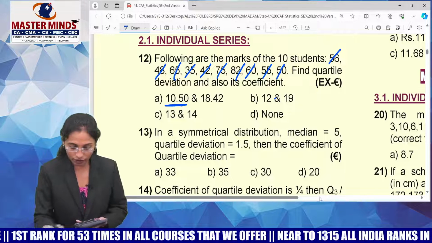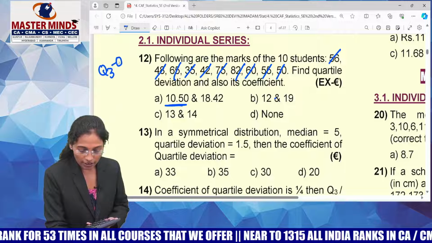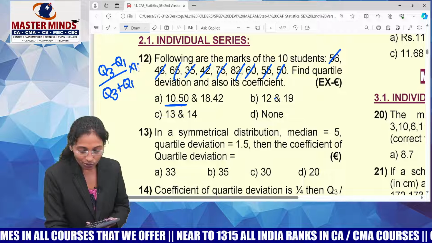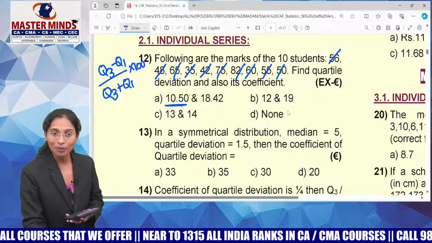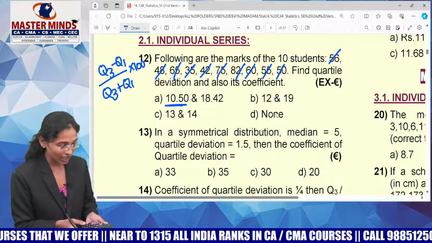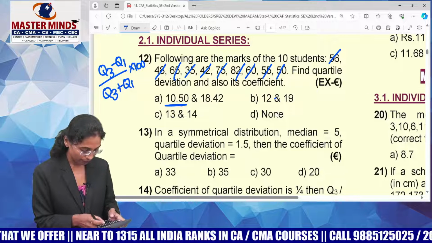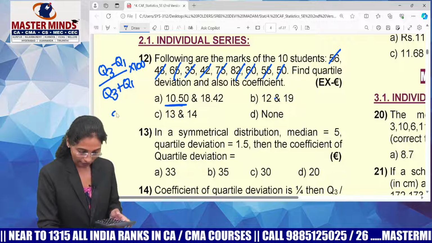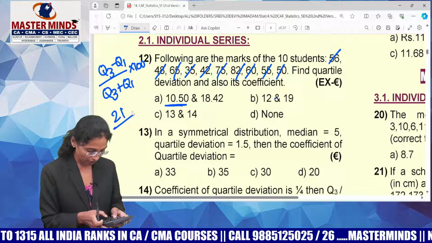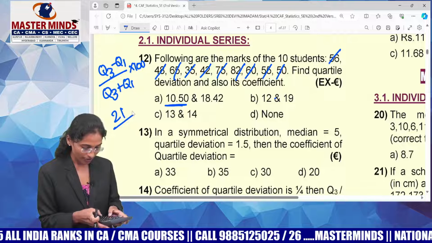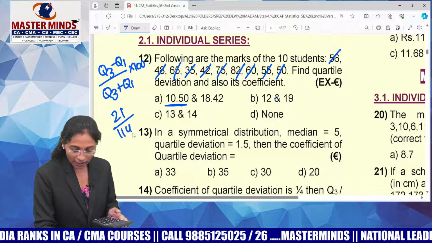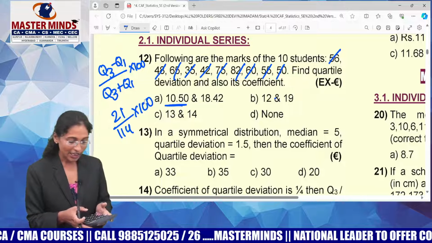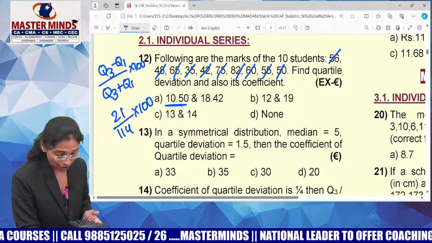What is the formula for the coefficient of quartile deviation? Q3 minus Q1 by Q3 plus Q1 into 100. Madam, why are you writing into 100? Because all the coefficients are less than 1, no? So, I can use into 100. Now, let's calculate. 67.5 minus 46.5. What's your answer? 21 by 67.5 plus 46.5, which is 114. 21 by 114 into 100. Do that. It is 18.42 and that is there in option A.